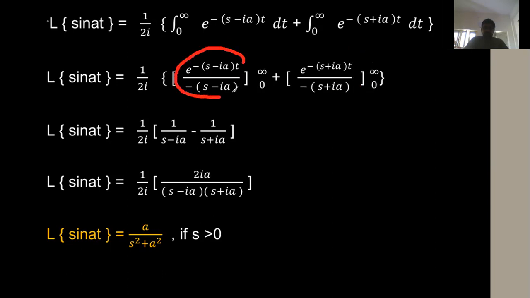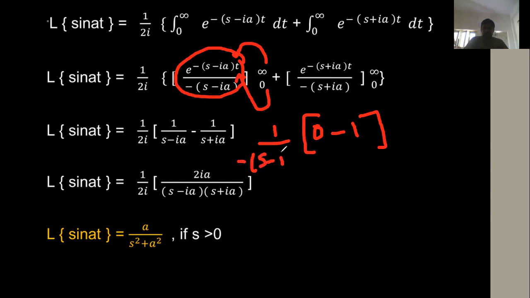So for this function, after substituting infinity in t, you will get 0 for the first term, minus, for the second term you will get 1. Okay, you will get 1 when you substitute the lower limit in t. So e power 0 is nothing but 1. Outside of this first function, what you have is minus of s minus ia, so minus of s minus ia. Minus into minus you get a plus. Finally, what you get is 1 by s minus ia, that is the first term value.